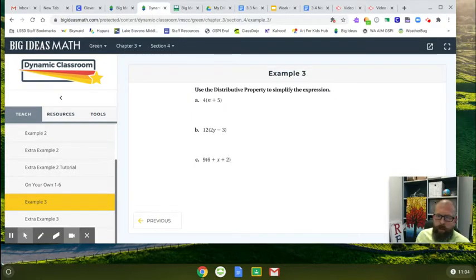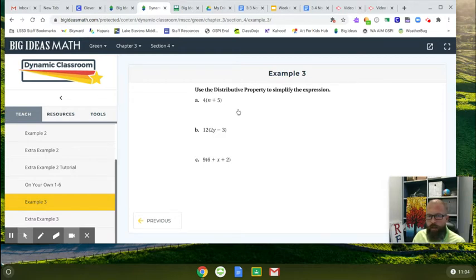We're at 3.4, example 3. And this one might look a little harder to start off with, but I think it might be a little easier because you don't have to break it down yourself. So, distributive property to simplify the expression. What this means is 4 times n plus 5. So I need to multiply 4 times n and 4 times 5.